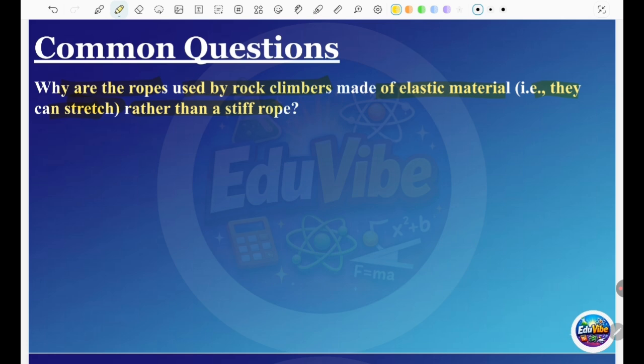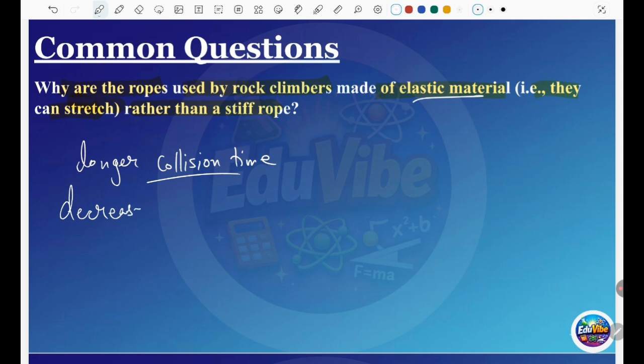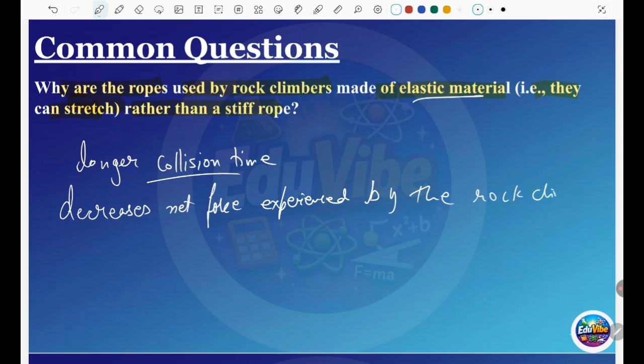If there's more stretch, there's a longer collision time. If they use an elastic material rope, they can stretch it, so this will lengthen the collision time. If the collision time is longer, it decreases the net force experienced by the rock climber.